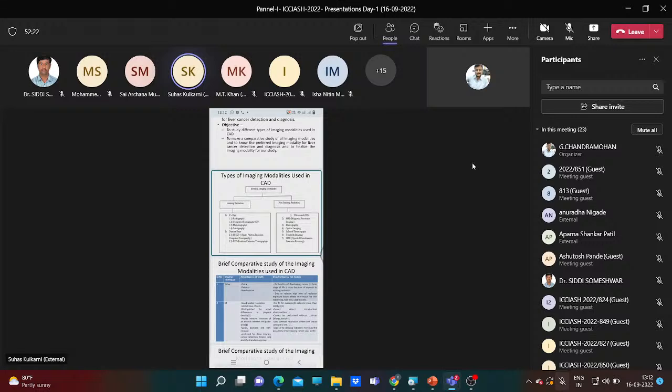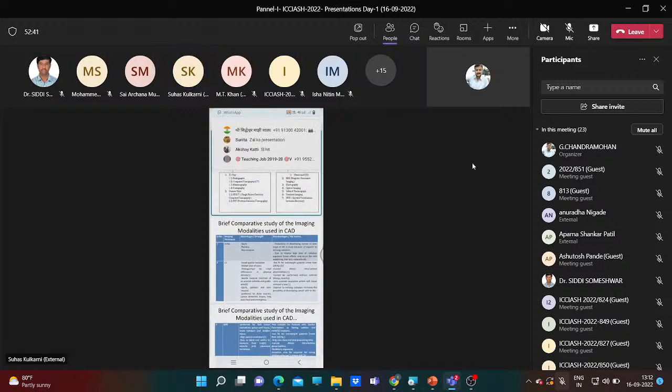And in non-ionizing, we have made a study of MRI, that is magnetic resonance imaging, elastography, optical imaging, infrared thermography, and terahertz imaging. In our paper we have presented the detailed working of all these imaging modalities, as well as a comparative study of all these imaging modalities.